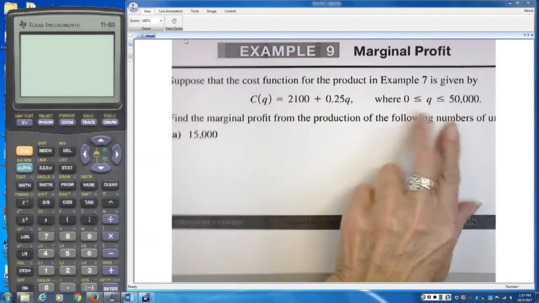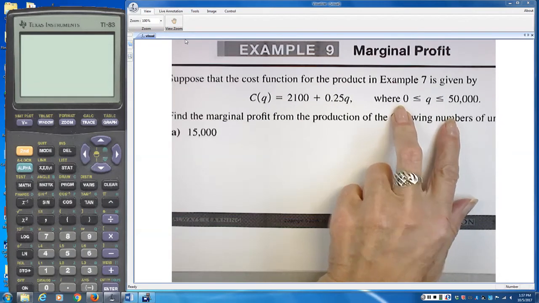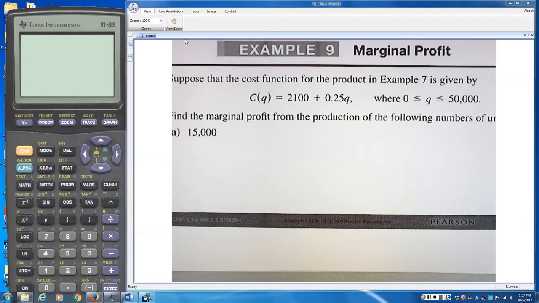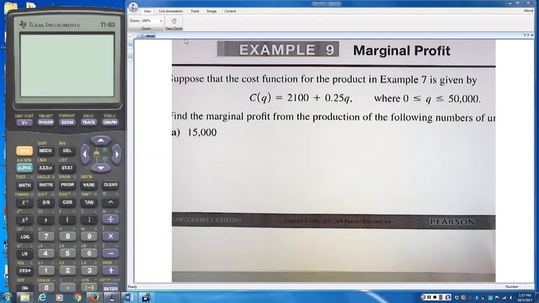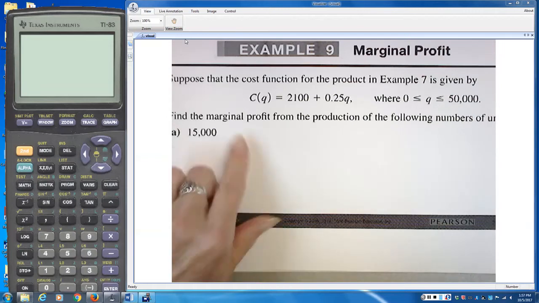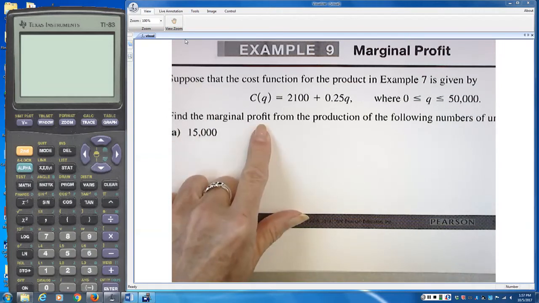And Q has to be between 0 and 50,000, because remember last time when we graphed the problem, basically you have a parabola and its second x-intercept is at 50,000, so there's no point in looking past 50,000 units. So what we want to find is marginal profit.